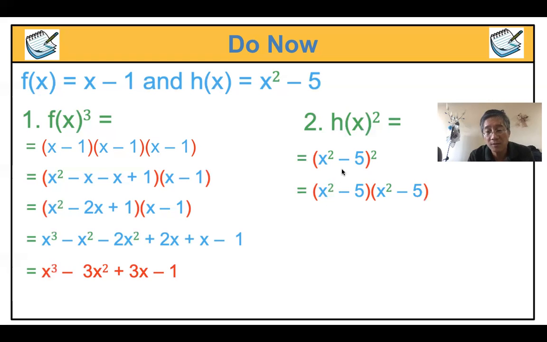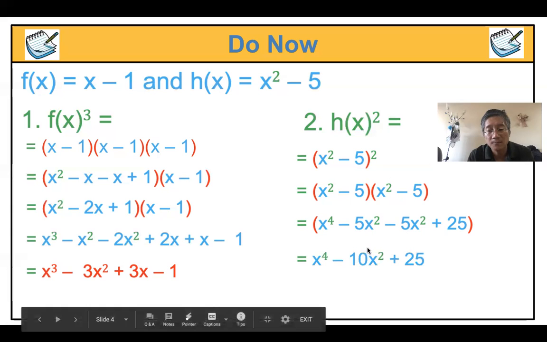So x squared times x squared: when you multiply, what do you do with the powers? You add the powers. So 2 and 2, if you add, x to the fourth power, right? x squared times minus 5 is minus 5x squared, then minus 5x squared, then plus 25. Do we have like terms? Yes. Minus 5 and minus 5 give you minus 10. So the final answer is like this.